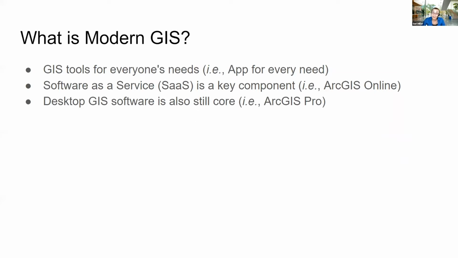Software as a service is a very key component. And when we mean software as a service, it's ArcGIS Online and all of these apps. And then desktop GIS software, it's also still very much the core, still very much for any complex functions that we need to perform and so on, particularly ArcGIS Pro. Some of you that are still using ArcMap, we do highly advise that you adopt some of these modern thinking, modern apps, and evaluate how your educational objectives can be fulfilled with them.